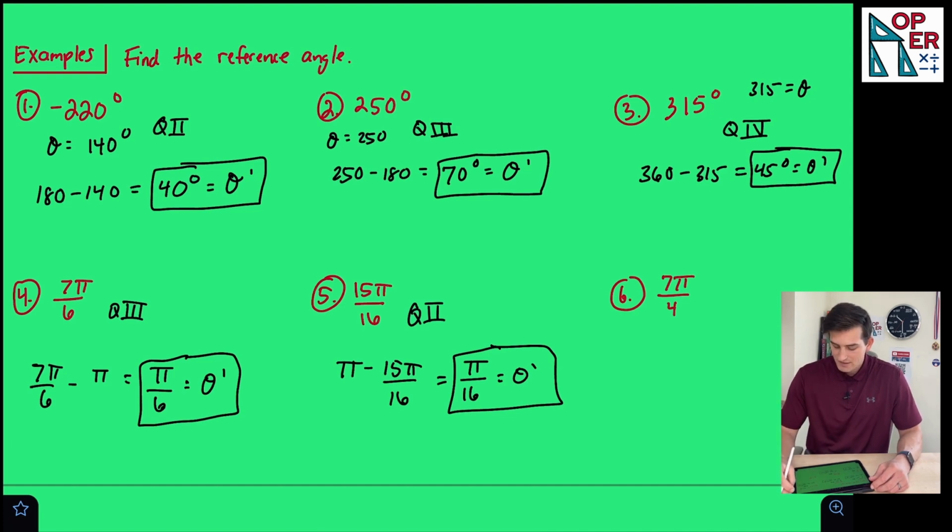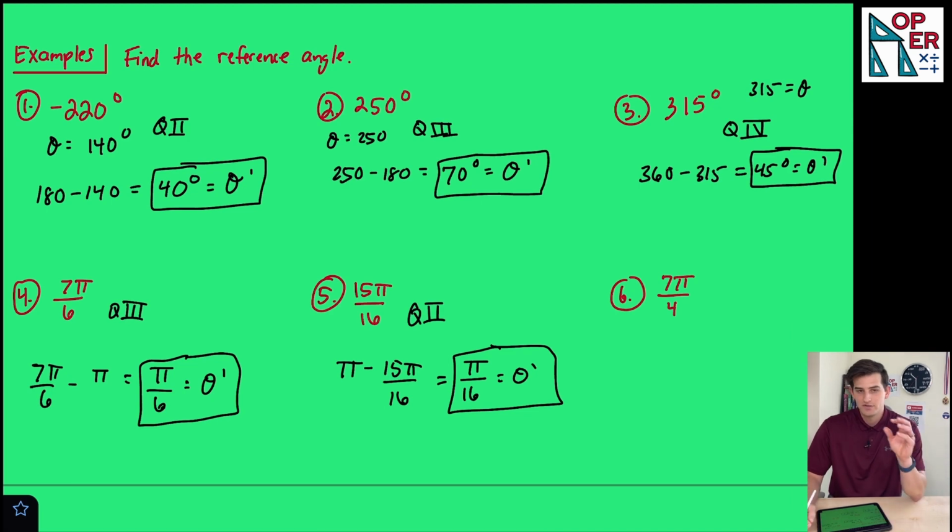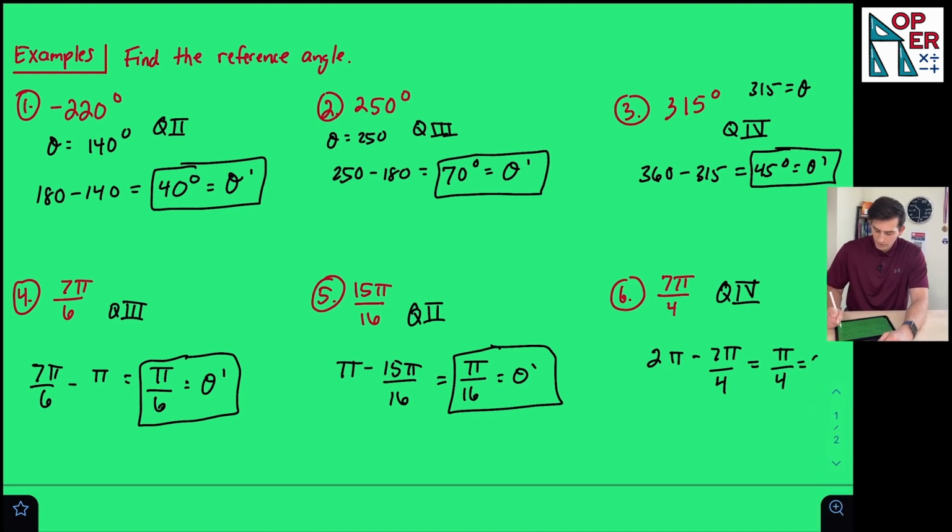And lastly, number 6, 7 pi over 4. If we think about 270 degrees, which would be on our y-axis between quadrants 3 and 4, that's 3 pi over 2. If we convert that to a denominator of 4, that would be 6 pi over 4. So 7 pi over 4 is a little bit more, so we know we're in quadrant number 4. Quadrant 4 tells us to do 2 pi minus 7 pi over 4. 2 pi with a denominator of 4 would be 8 pi over 4, so this reduces to pi over 4 as our reference angle theta prime. And that is how you can find reference angles.